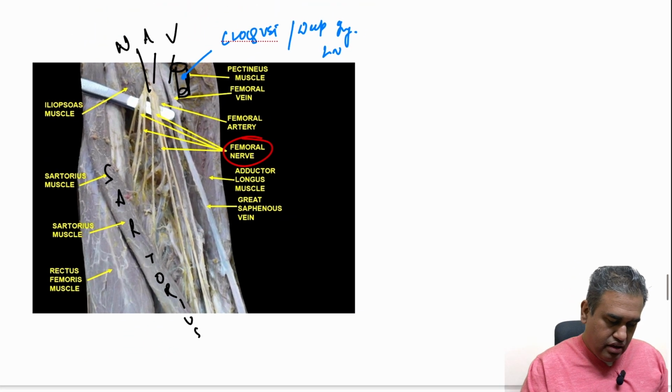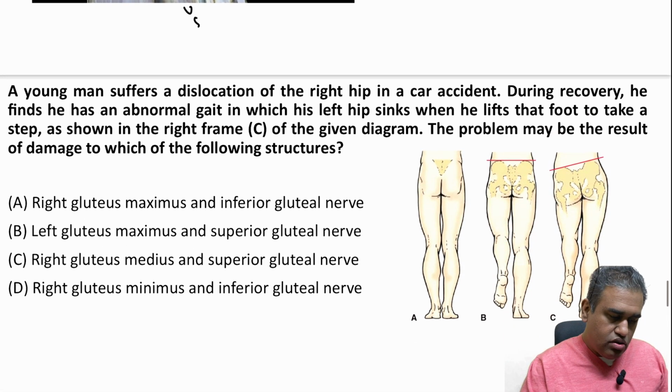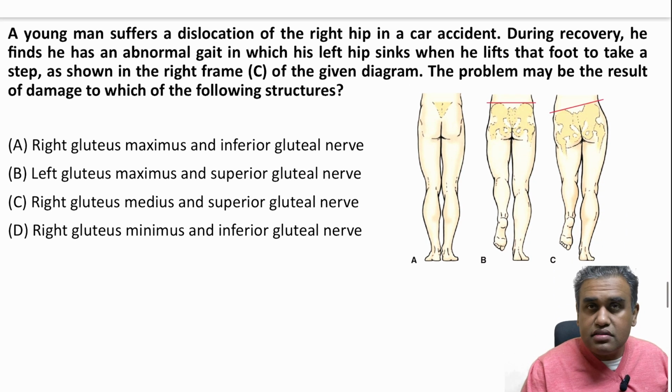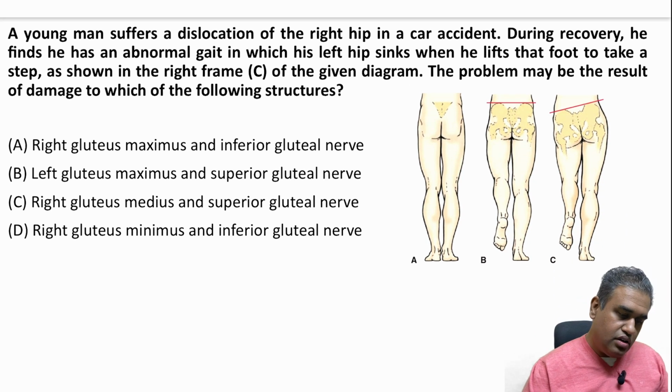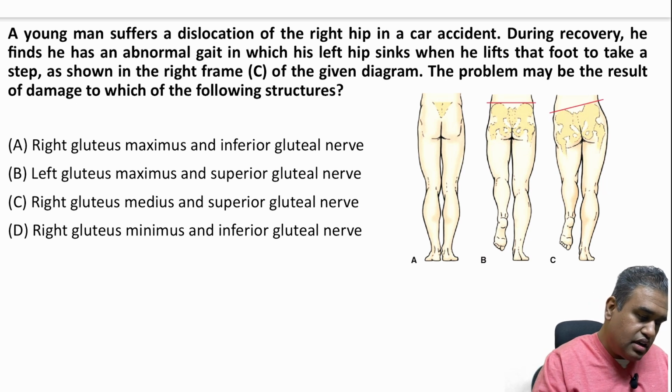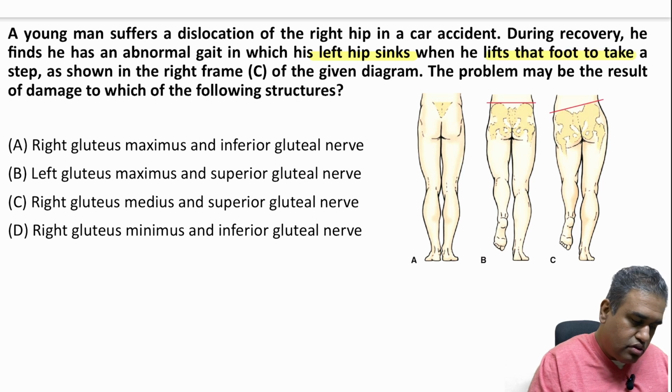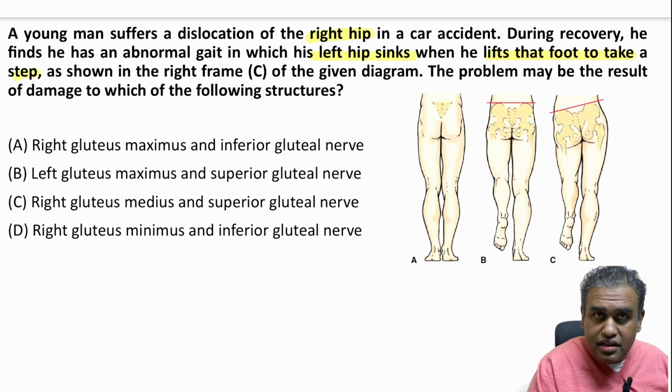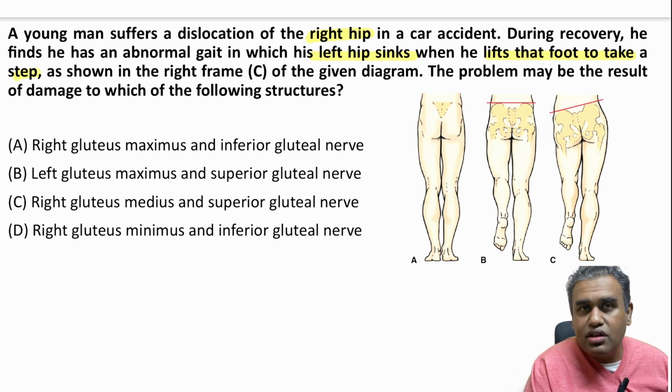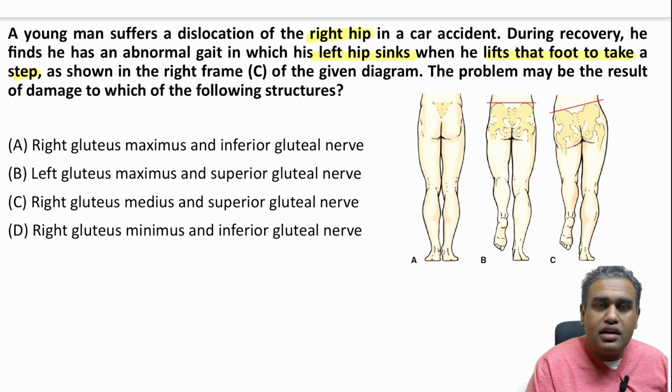Okay. A young man suffers a dislocation of the right hip in a car accident. During recovery, he finds he has an abnormal gait in which, listen carefully, his left hip sinks when he lifts that foot to take a step. He had a dislocation of which side? Right side. But now his left hip is sinking down. So injury occurred on the right side, the left hip is sinking down.